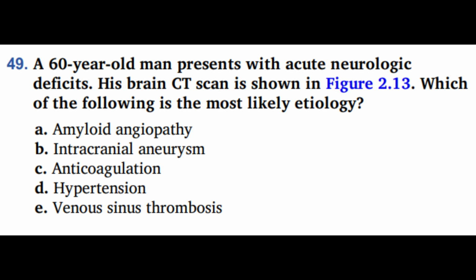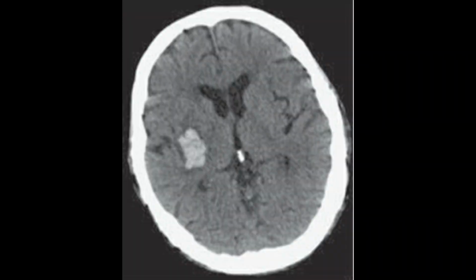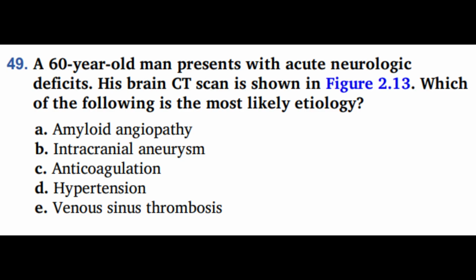Question 49. A 60-year-old man presents with acute neurological deficits. The brain CT scan is shown in figure 2.13. Let us look at our brain CT. Okay. Which of the following is the most likely etiology? A. Amyloid angiopathy. B. Intracranial aneurysm. C. Anticoagulation. D. Hypertension. And E. Venous sinus thrombosis.